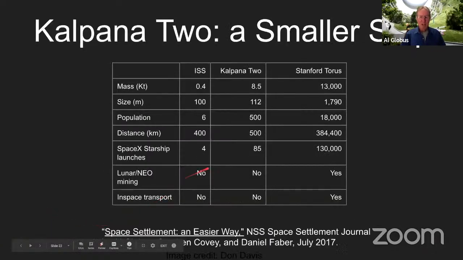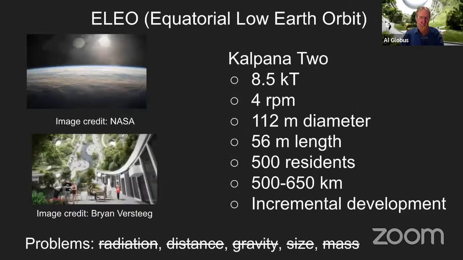Okay, so now let's compare the different numbers for the Stanford Torus and for the International Space Station. Kalpana 2 fits in the middle of these two. It's a significant step from the ISS, but it's not the enormous step that the Stanford Torus is. And importantly, you could launch all the materials you need for Kalpana 2 with 85 SpaceX Starship launches, if Starship does more or less what we expect it to do. So that's the smaller step that we're going to take.